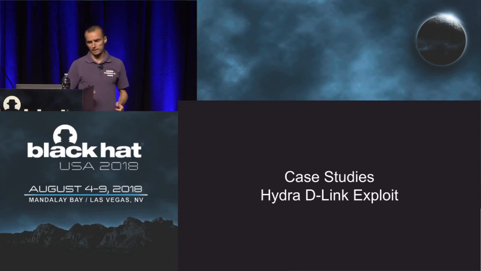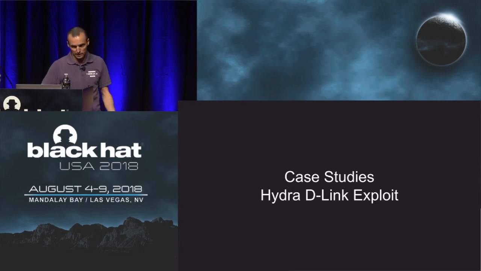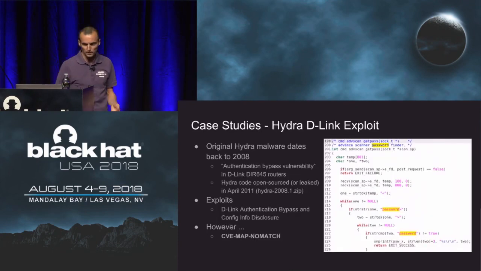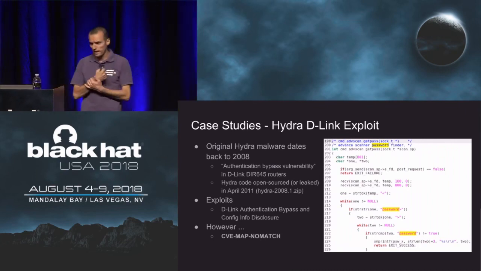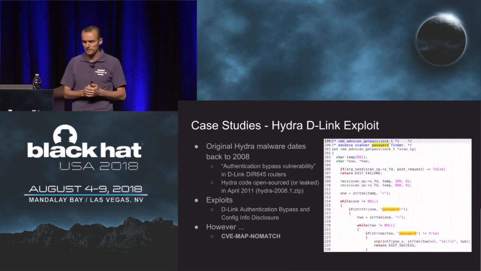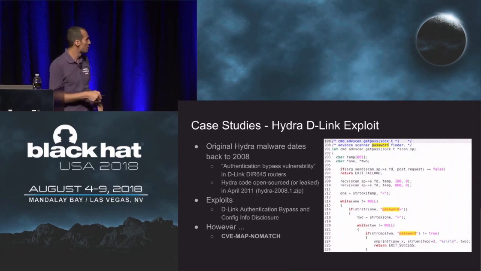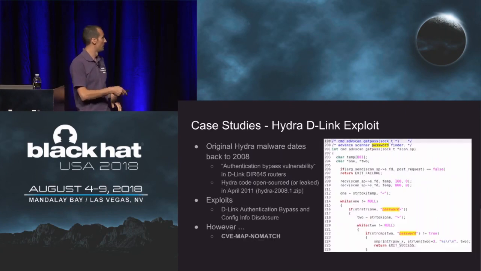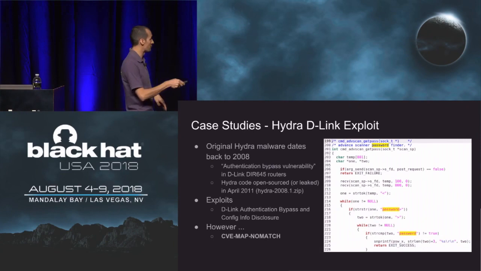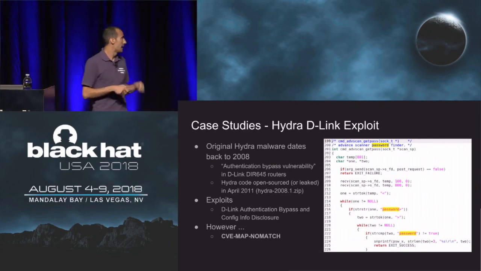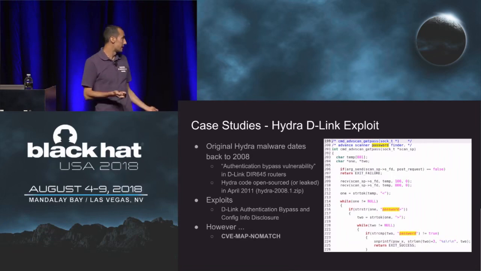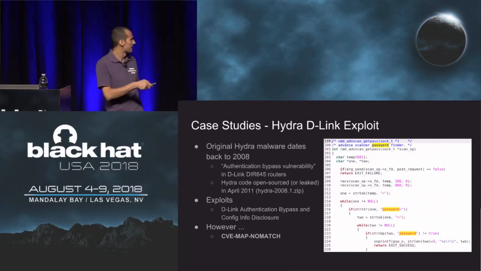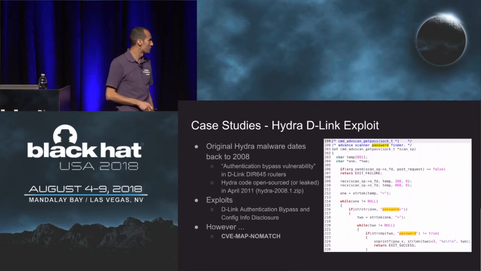So the one case study which I personally find interesting is the Hydra D-Link exploit. Hydra is a very well-known malware. It dates back to 2008, at least the public knowledge says so. It is known to abuse an authentication bypass vulnerability in D-Link routers, and luckily the Hydra code was open source or leaked in April 2011, so we can see a screenshot of it.